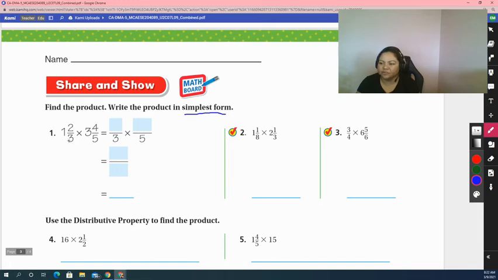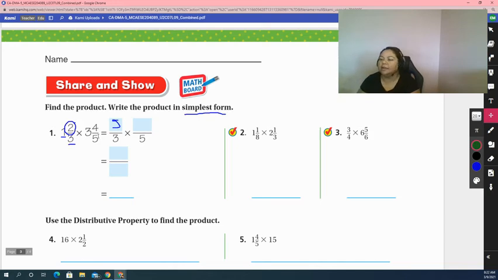Remember the steps. First, multiply the whole number times the denominator, and then we're gonna add the numerator. Okay, so 1 times 3 is 3. Add 2, and that's 5. So our first fraction is 5/3. Second fraction, we have 3 as a whole number, and then 5 is the denominator. So we multiply 3 times 5. 3 times 5 equals 15.